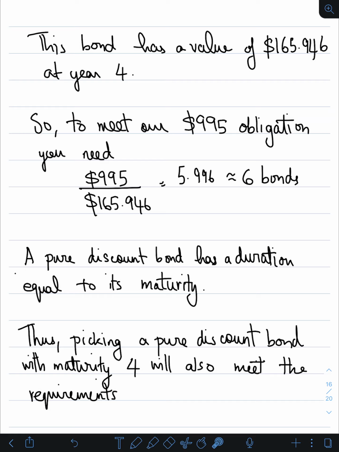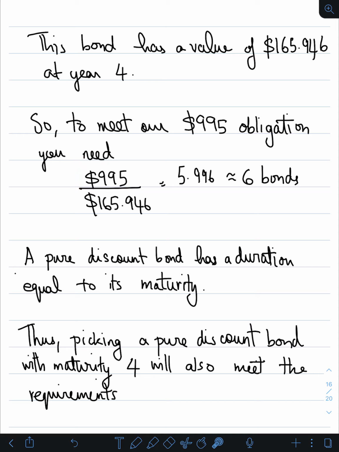Now the other thing to note, we also know that a pure discount bond has a duration exactly equal to its maturity. So if our liability is due in 4 years and we had a pure discount bond, we'd pick a pure discount bond with maturity 4, and that would also meet the requirements. The duration would automatically be matched because the duration of a pure discount bond is equal to its maturity. So in that case as well, we don't know if we just need one bond or multiple bonds. Depending on the value of that pure discount bond at year 4, we divide our liability by that number, and we get our total number of bonds required.